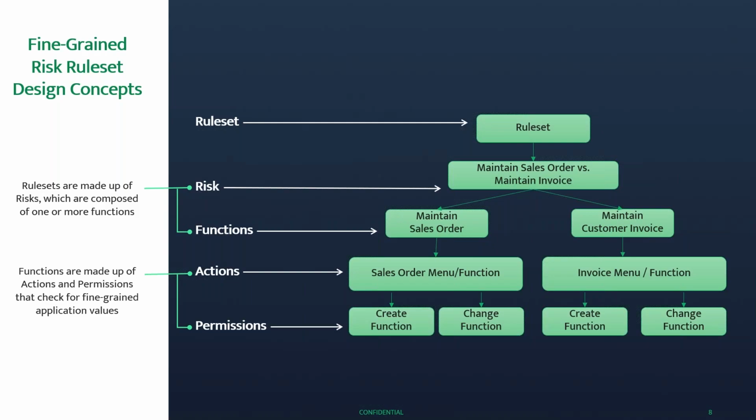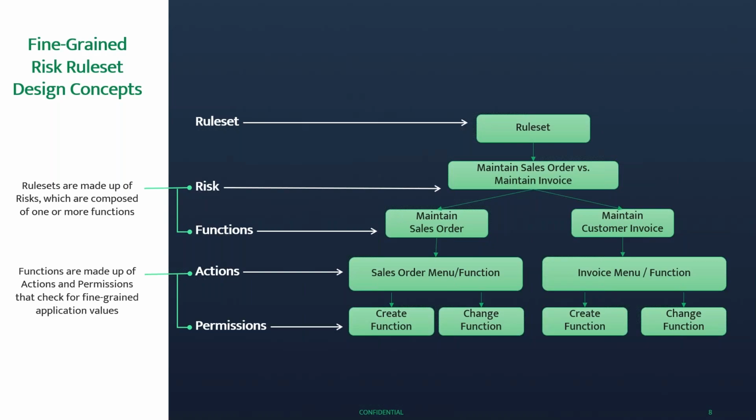And the reason fine-grained is so important is because we want to eliminate false positives. If I keep it at just, let's say, the menu level of being able to access a sales order or access an invoice, and I say, okay, if someone has access to this, it's a risk. What if someone only displays? What if they're not actually capable of making any changes? That would be a false positive risk.